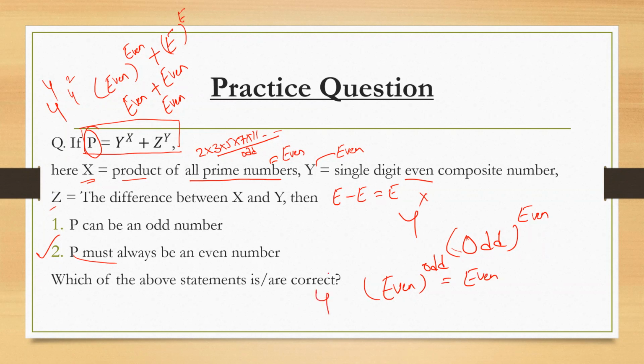Now, for example, 4 to the power 1 is what? Still 4. 4 to the power 3, again, an even number itself. So this is something that you should focus upon. Again, the question might seem very difficult, but the concept is you will go back to basics in solving the question. So this was just a question for you to practice.